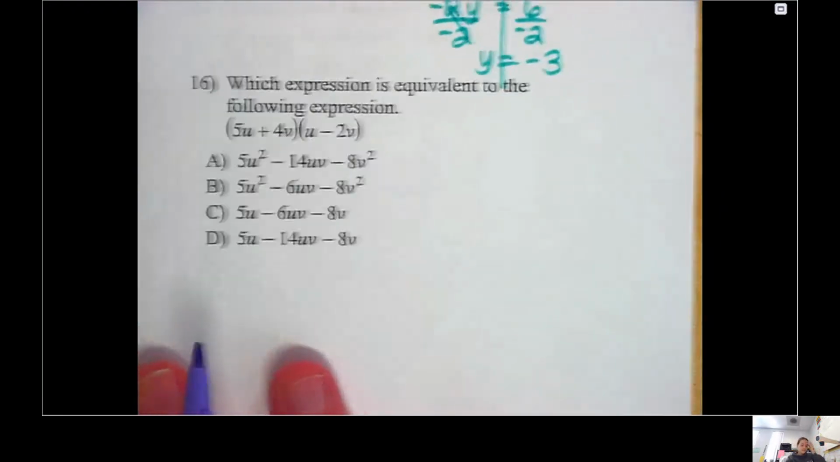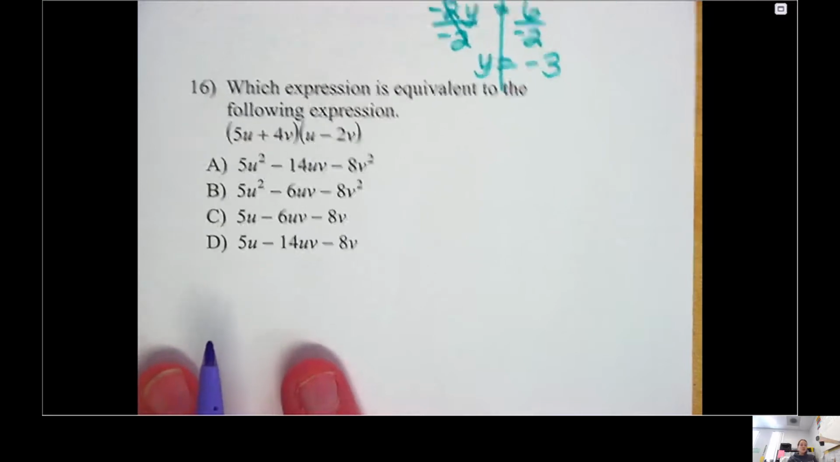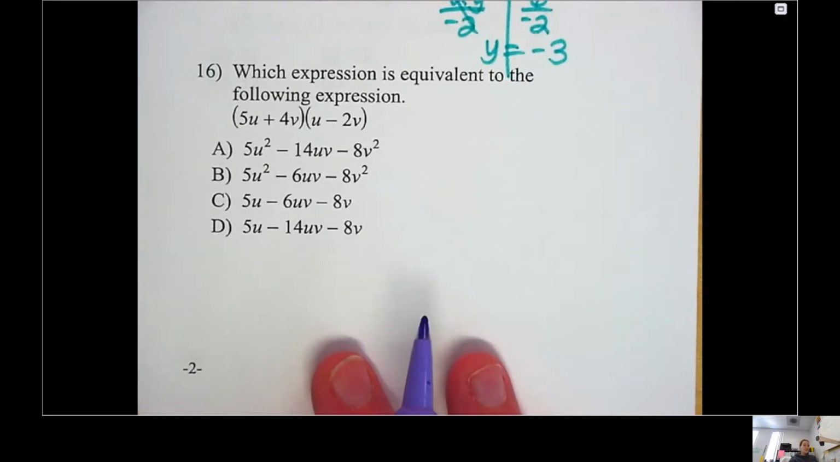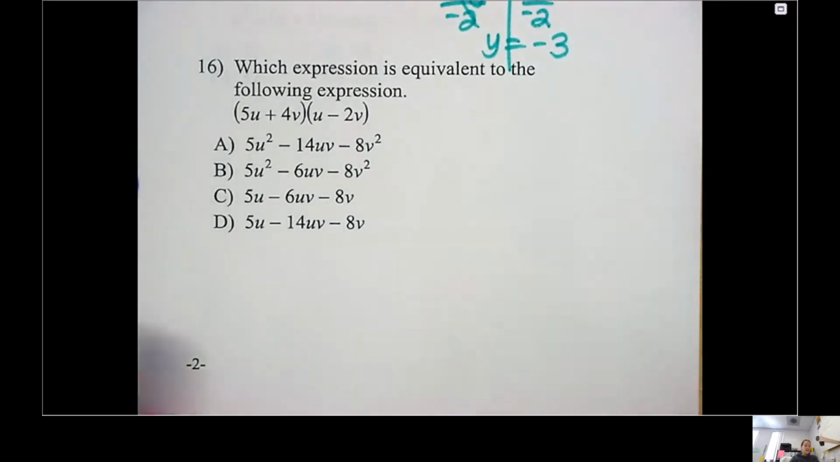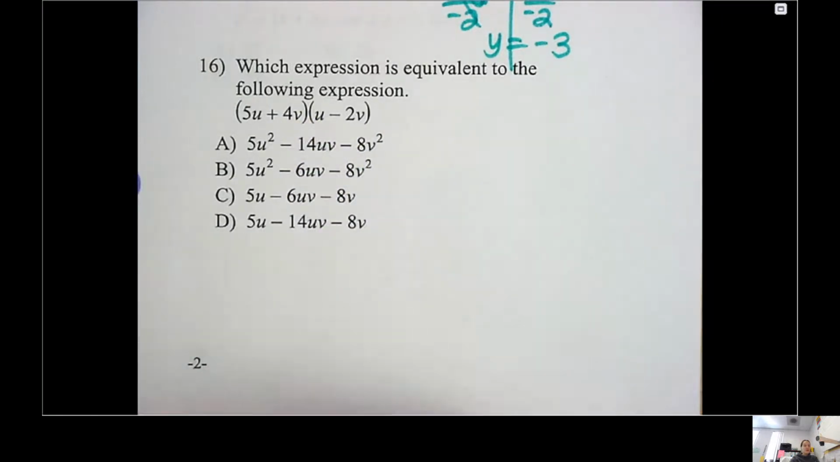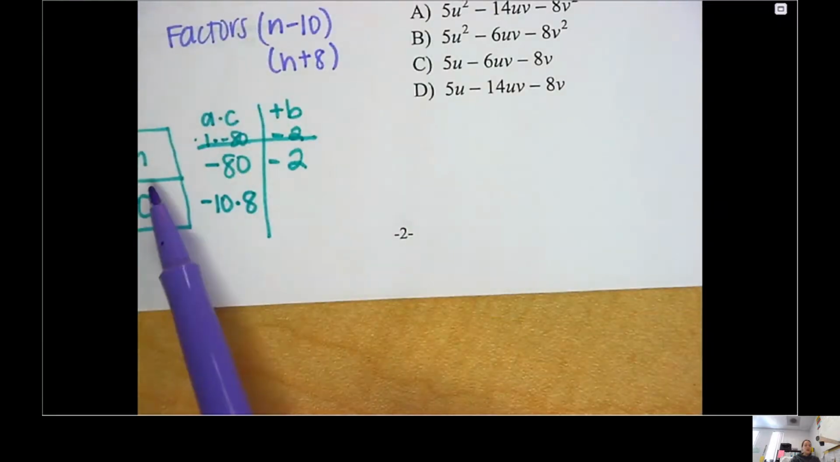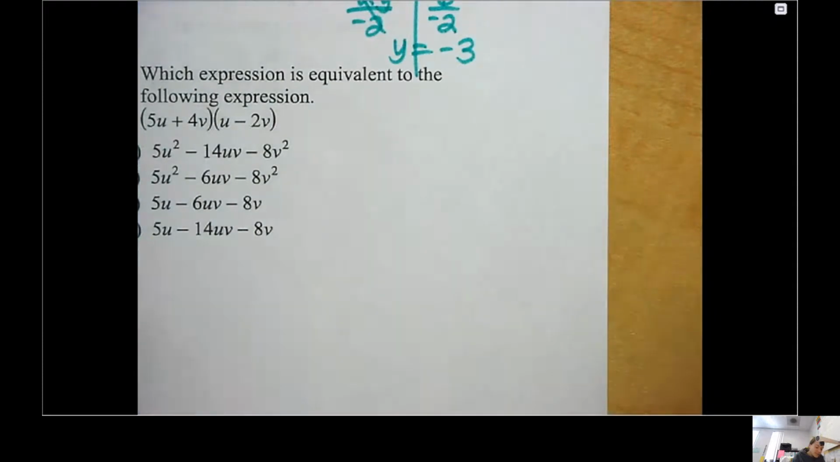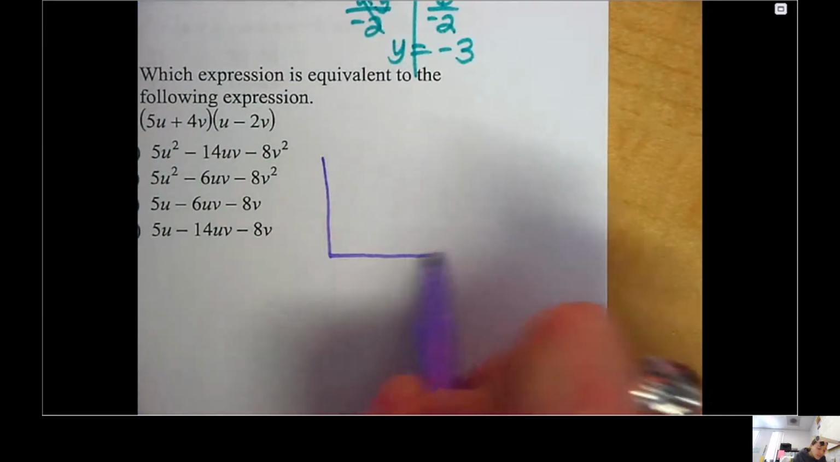Number 16. Which expression is equivalent to the following expression? Okay, so this time notice that I'm essentially giving you the factors and I want to know what would be the equation afterwards. So essentially what we're going to do is this box method, but we're going to go just the opposite way. And I think you guys are going to like this one a little bit more.